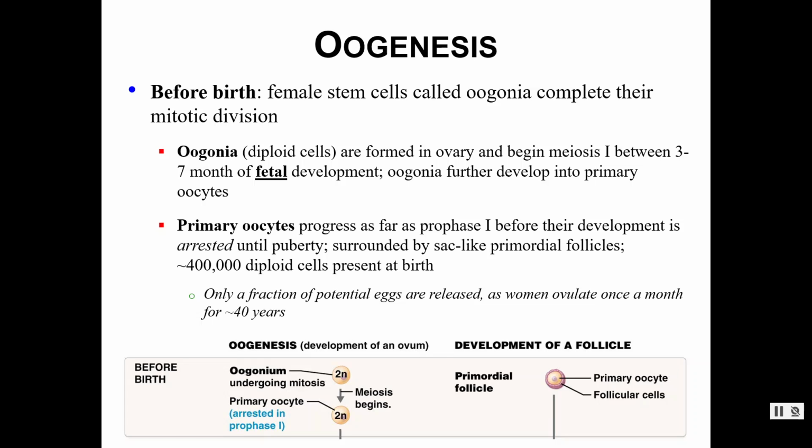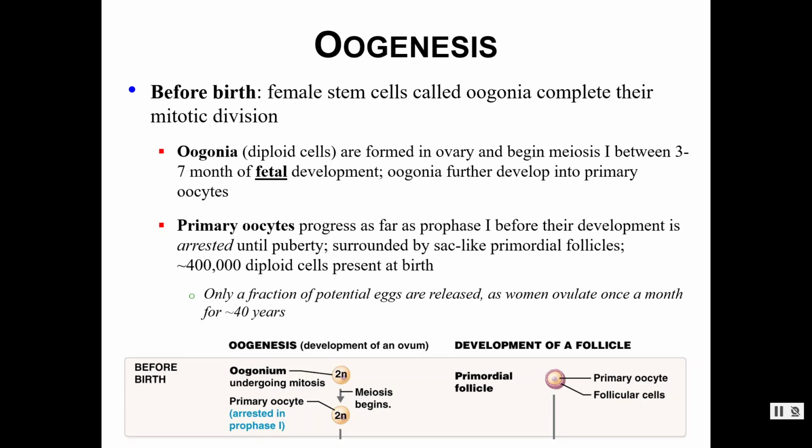So before birth, we take some oogonia and we do a bunch of mitosis. These oogonia are diploid cells. They've got their 46 chromosomes. They're created in the ovaries themselves, and they're actually going to begin meiosis 1, the first round of meiosis, between months 3 and 7 of female development.